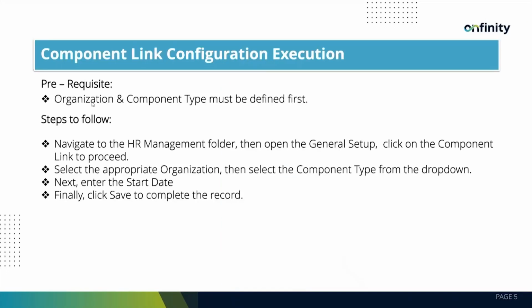The prerequisite is to ensure that the organization's setup and component types have already been completed before proceeding. To follow these steps, navigate to the HR Management folder, then open General Setup and click on the component link to proceed. Click on the new record, select the organization, component type, and enter the start date. Save the record. Now, let's switch to the system and walk through each step to understand the configuration in action.